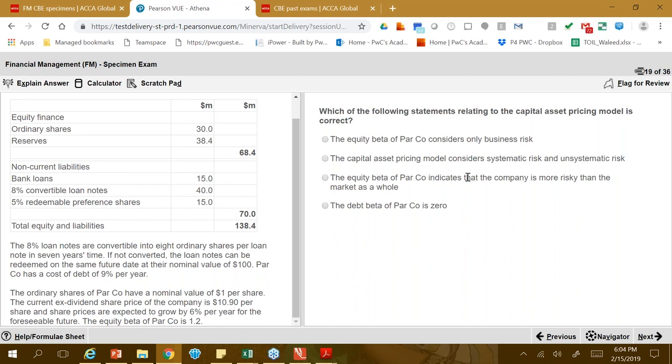The equity beta of par indicates that the company is more risky than the market as a whole. Well, this seems right because this 1.2, we always compare the beta to 1. So 1.2 here means that the company is more risky as compared to the market. The debt beta of par is zero. There was no talk about the debt beta in this question, so it's just irrelevant. So this was the right answer here, that the equity beta of par indicates the company is more risky than the market as a whole.